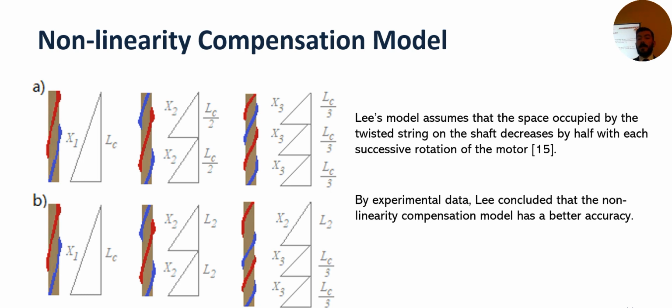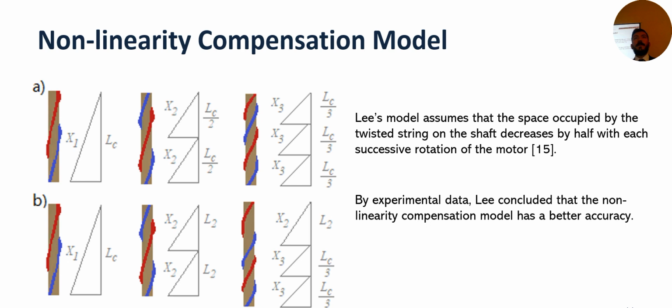the space occupied by the twisted string, whenever it is being twisted, the shaft decreases by half. It says that with each rotation, the decrease will be by half. However, this is not true. It decreases, but only partially. However, this model has a better accuracy than the other model.